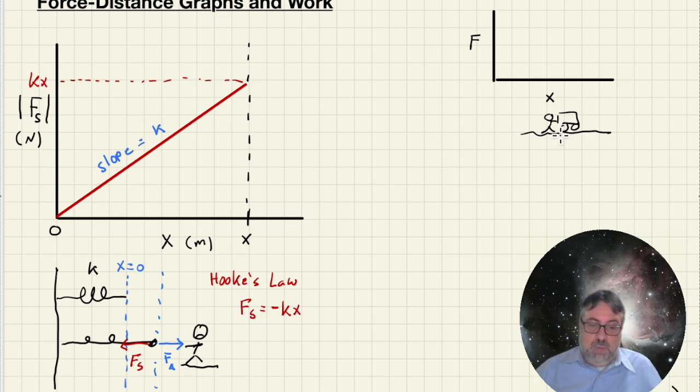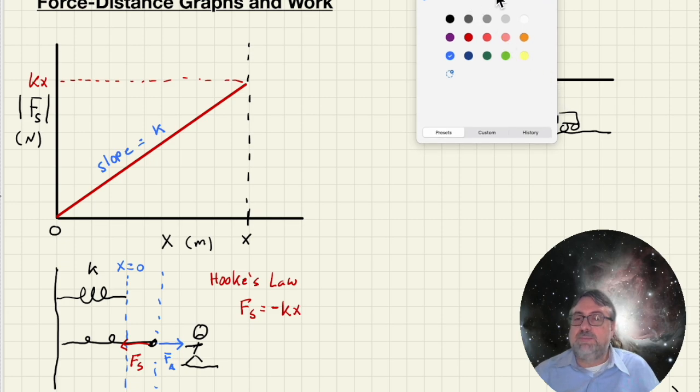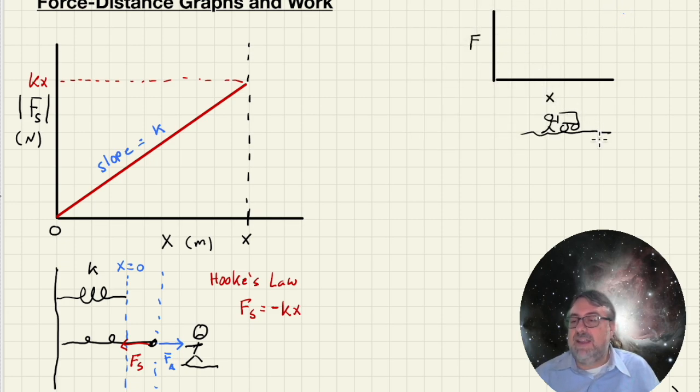Now, it's worth comparing it to the case where I was just pushing a cart at a constant force to the right. So if I push this wagon with some force F and I push a distance, where I'm just replacing the letter D with the letter X, in this case, what would my force graph look like?